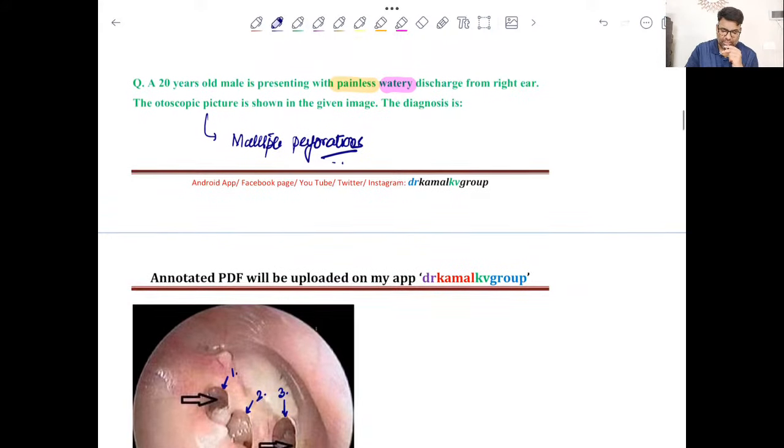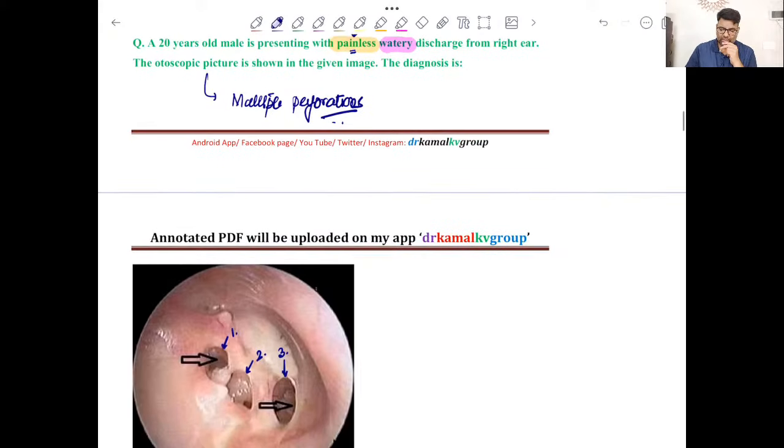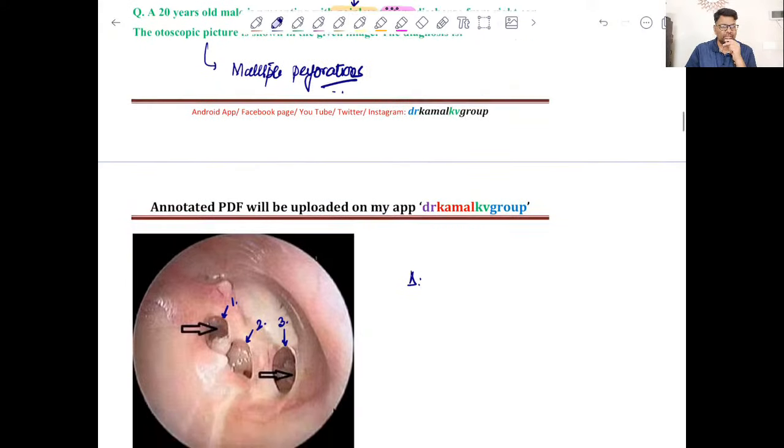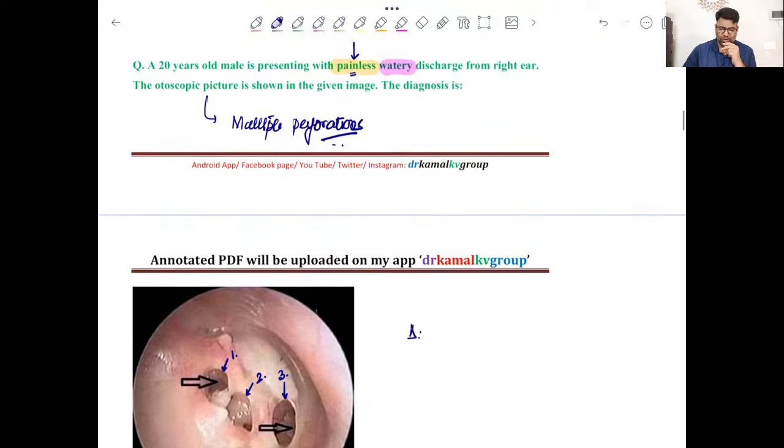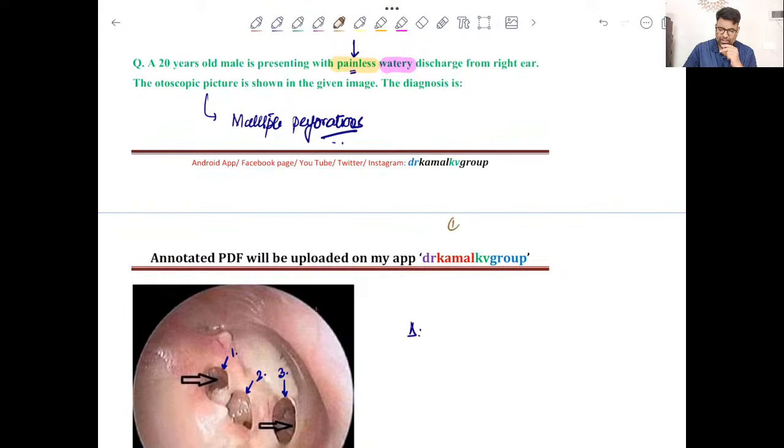Now here the discharge is painless. This is a very important clue. So the moment you have this kind of picture, the answer has to be, yes, anyone? What can be the answer here? Yes, anyone? Two important clues, I'll just summarize. Painless, watery discharge, and multiple perforations.